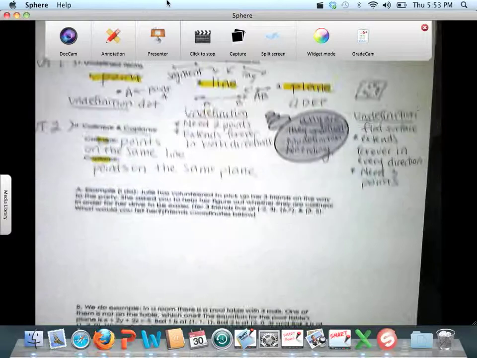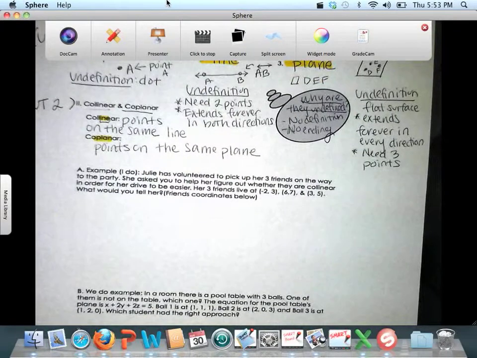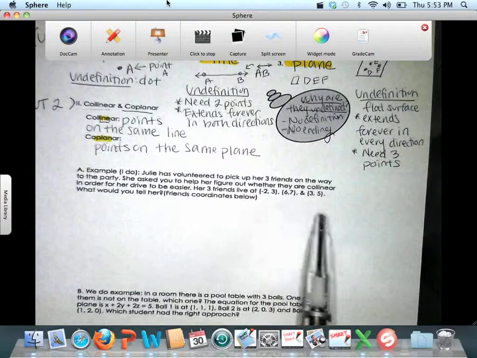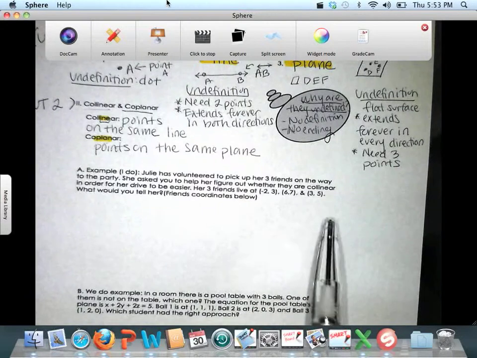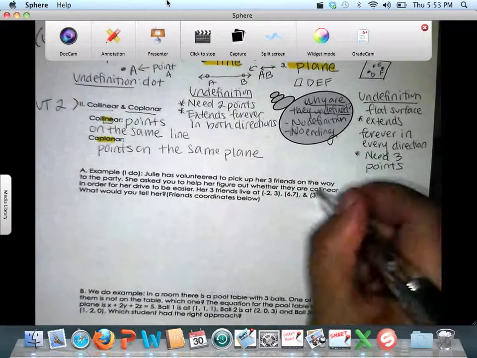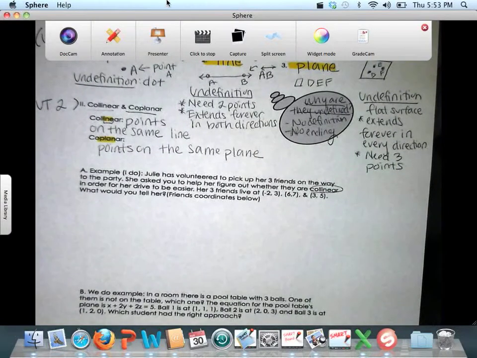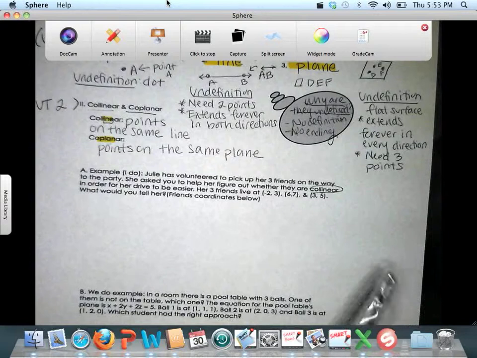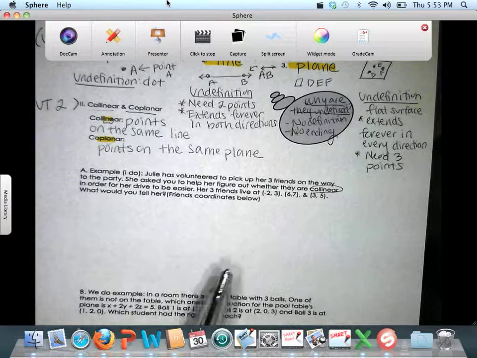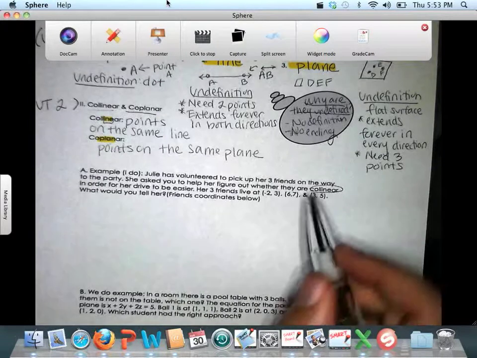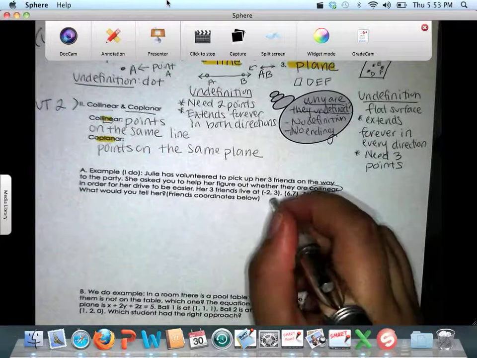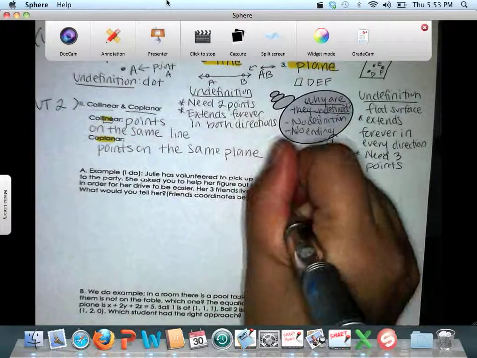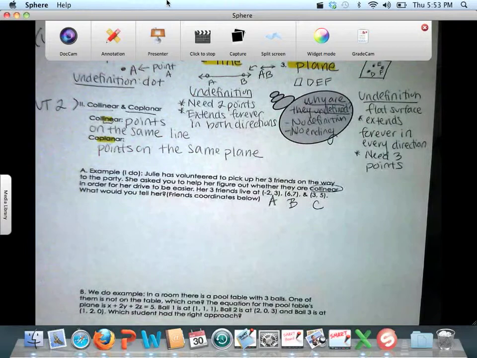Okay, so here's an example of one of the problems. All right, Julie has volunteered to pick up her 3 friends on the way to the party. She asked you to help her figure out whether they are collinear, right? In order for her drive to be easier. Now, the reason her drive would be easier is because if her friends are collinear, that means they all live in a row, and she would just have to drive straight, right, and just pick them up one after another. So we need to tell Julie whether or not her friends are collinear. Now, these are each of her friends, so we'll call this one A, this one B, and that one C.